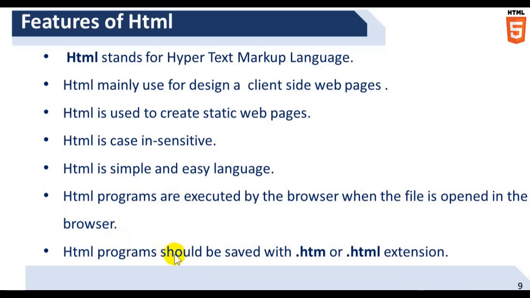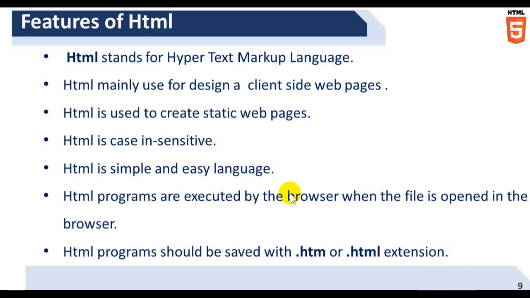HTML programs should be saved with the .html extension. Here .htm is the older one, so we always go with what? .html. The .html is the extension which is understandable by the browser. The browser will not understand any extension other than .html. So it always executes which type of file? .html type of file. You should remember this, guys. Please go through these slides.